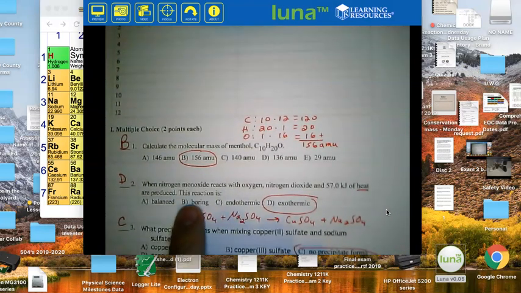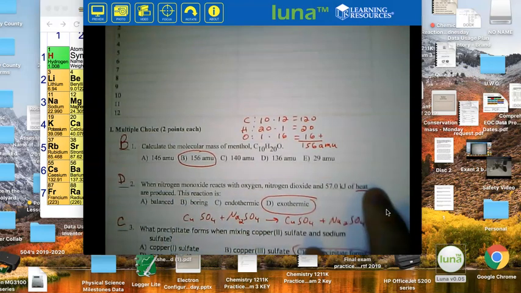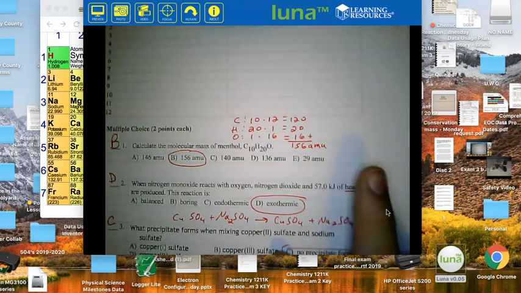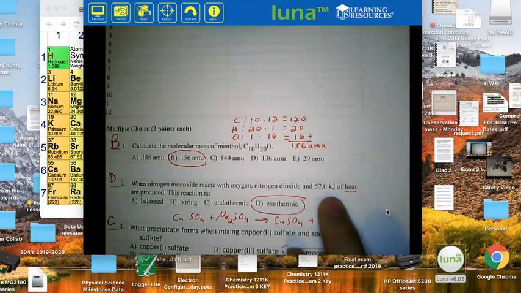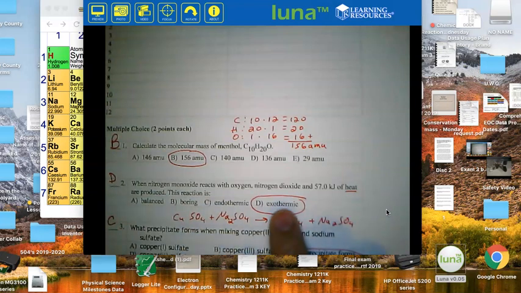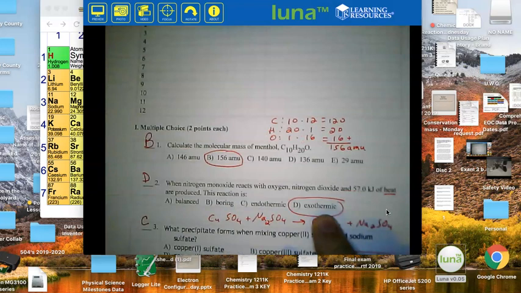Number 2, it says when nitrogen monoxide reacts with oxygen, nitrogen dioxide and 57.0 kilojoules of heat are produced. This reaction is... Now, you may be thinking it's endothermic because it doesn't say that it's negative. But the negative there just indicates that heat is being released, and it says so in words here. It says 57.0 kilojoules of heat are produced. So when heat is produced as a product, we know that indicates that the reaction is an exothermic reaction.